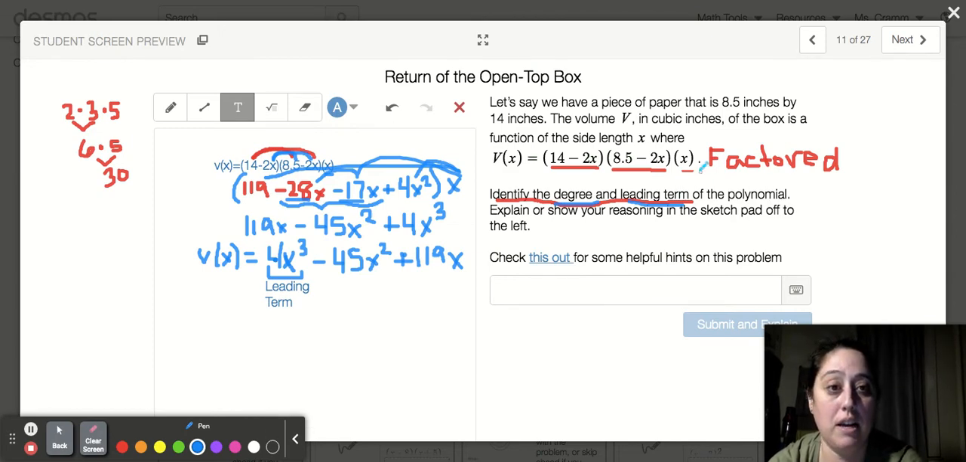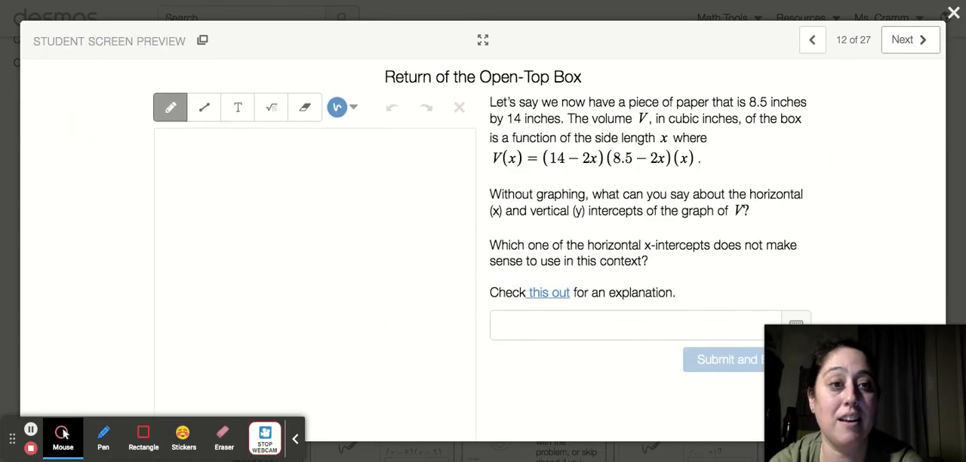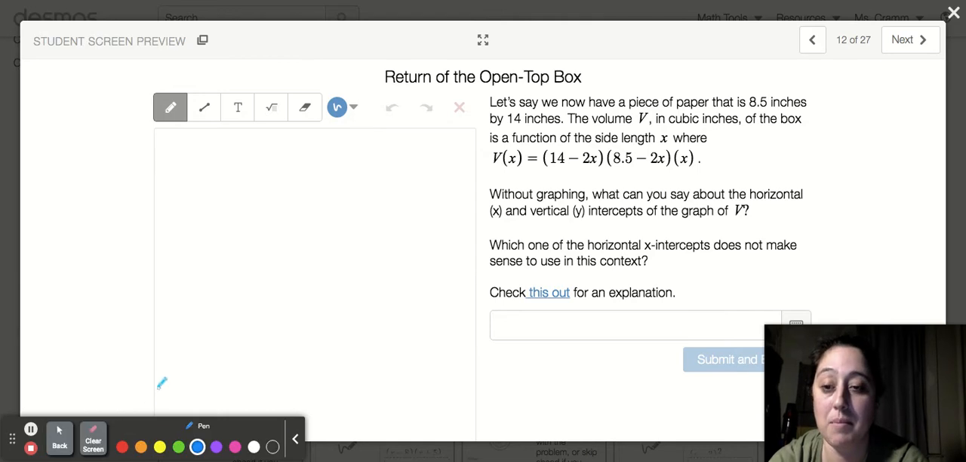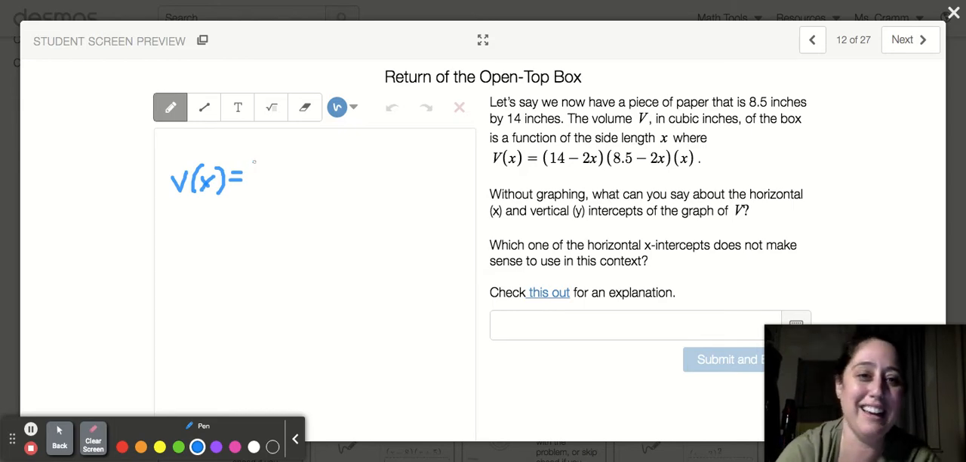All right, so I know that the next slide is on the same problem. Okay, it erased all my work anyways. All right, so here, what can you say about the horizontal, which means the x-intercepts, and the vertical y-intercepts of this graph? Okay, so one thing at a time. I'm just going to rewrite what the standard form is. V of x, and if I forget it, hopefully I don't. All right, so it was, I believe, oh, see, I already forgot it.